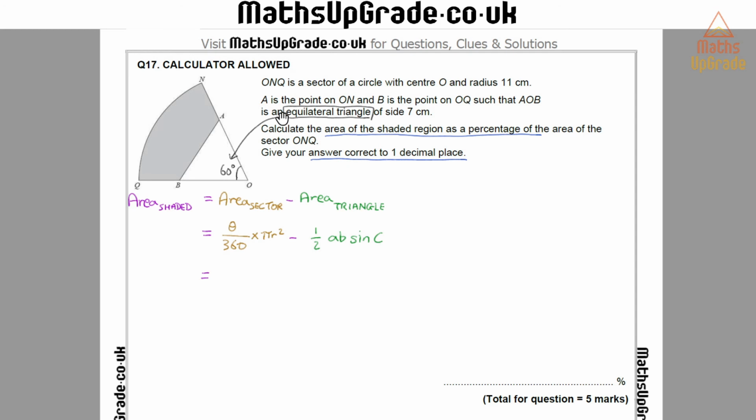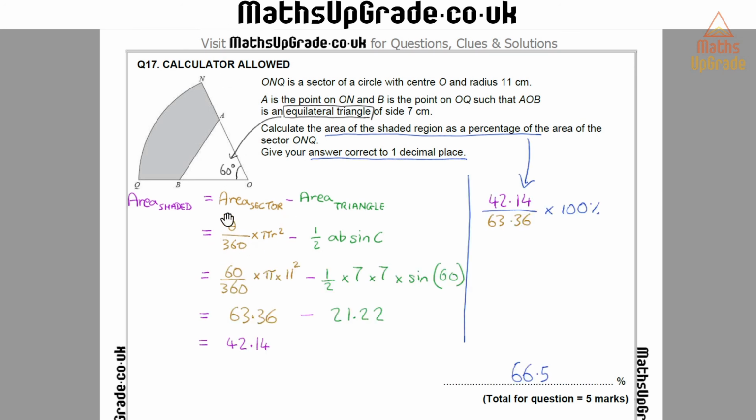So let's start off by just recognizing this is an equilateral triangle. Because it's equilateral, that means this angle here must be 60 degrees, since these 3 angles are equal and they sum to 180. So this is 60 degrees, and we also know that the length of the side of this triangle is 7. We also know the radius of the whole sector is 11. So we can use those to substitute into these formulae here and find the area of the shaded region.